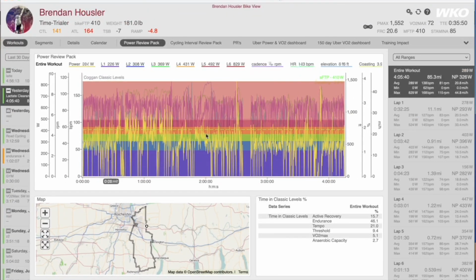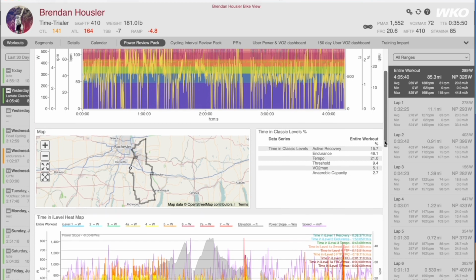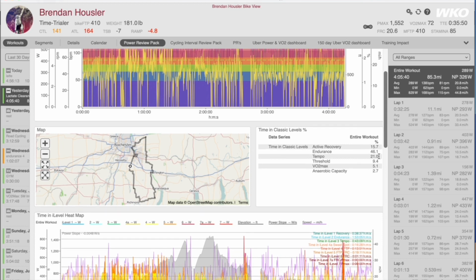As you know, power files look pretty sloppy at first. And this is my power review pack. I'll do a race file, I'm going to do a time trial, I'm going to do different ones, but I would look at what's the distribution of the riding.